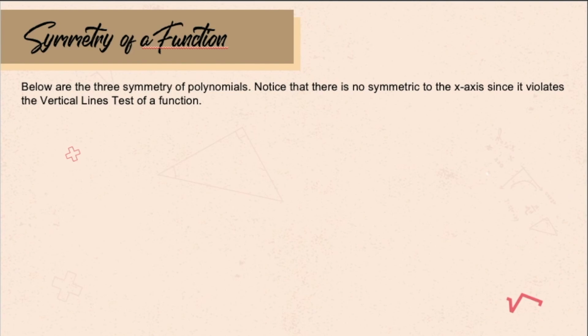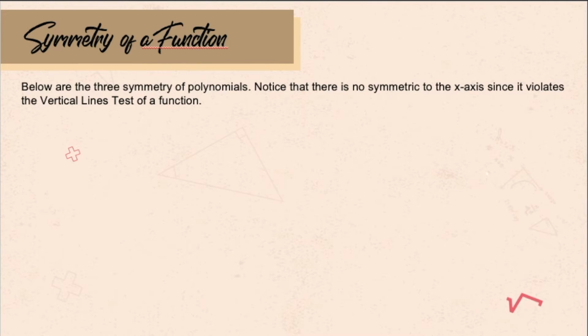Let's continue. So let's have now symmetry of a function. Now there are three scenarios or three symmetries of functions. The emphasis here, there are only three, although originally there are four. However, since the topic is about function, there is no such thing as symmetric to the x-axis because it violates the vertical line test of a function, that it must cross a vertical line only once for you to say that a graph is a function.